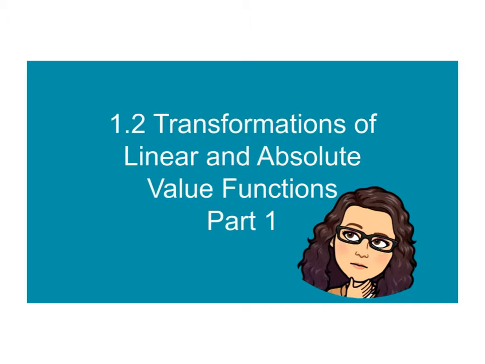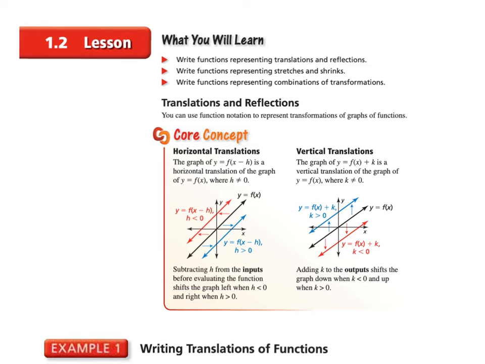Welcome to 1.2, Transformations of Linear and Absolute Value Functions, Part 1. The objective of this lesson is to write functions representing translations and reflections, write functions representing stretches and shrinks, and to write functions representing combinations of transformations. You can use function notation to represent transformations of graphs of functions.